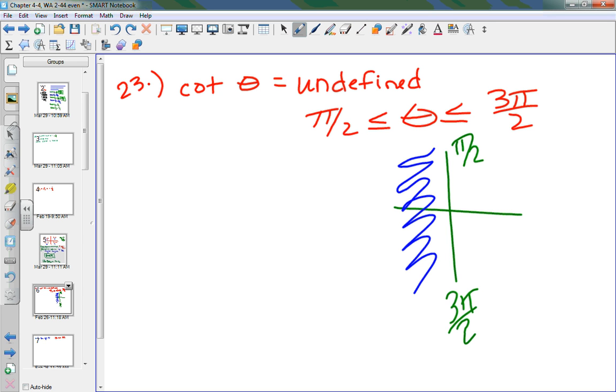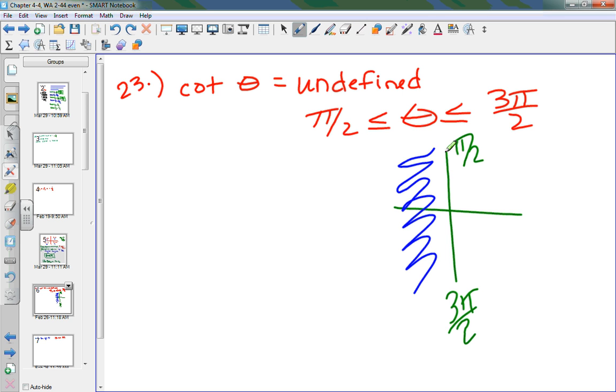What does it mean to be undefined? Numerically, express to me something that's undefined. Something over 0, correct? If something's over 0, then that means it's undefined. Do we all understand that, yes or no? Okay, well, in order for me to have a 0 someplace, think of your unit circles in your head.